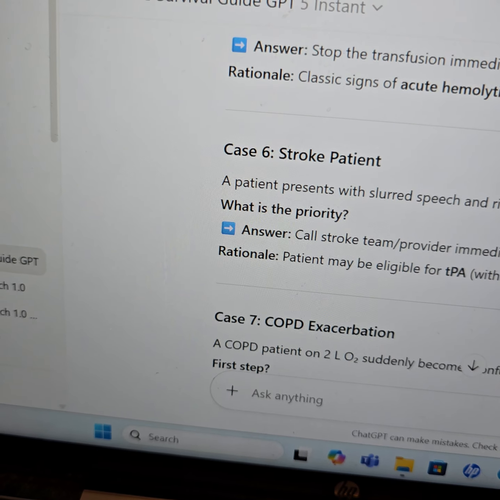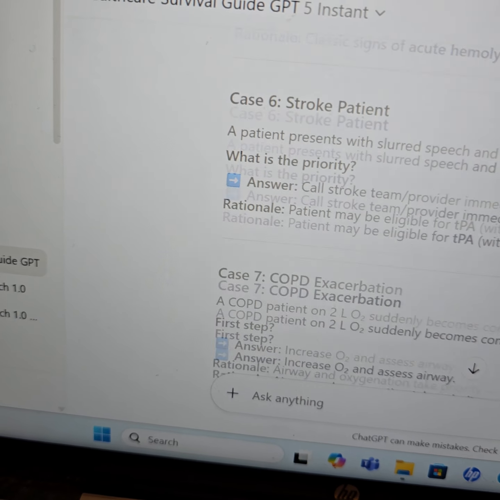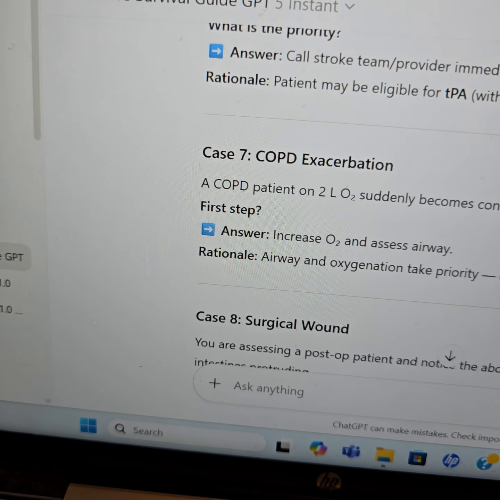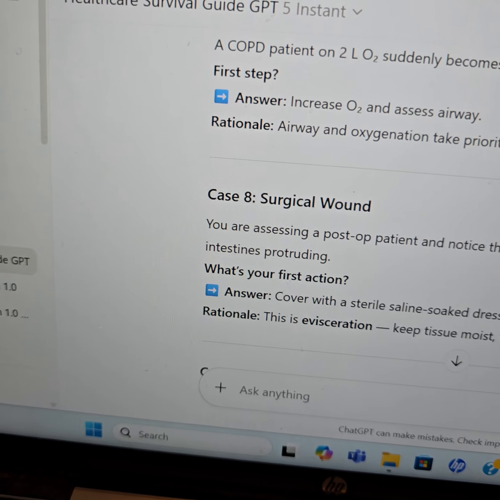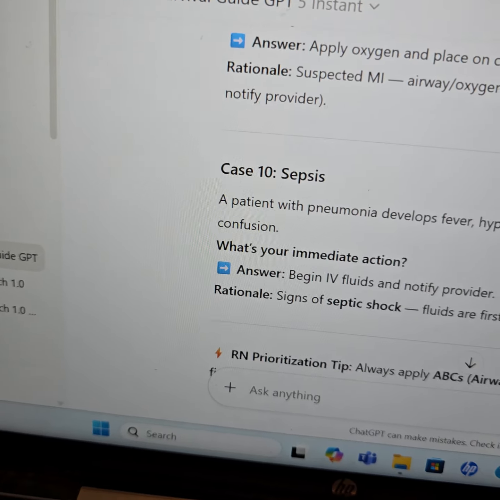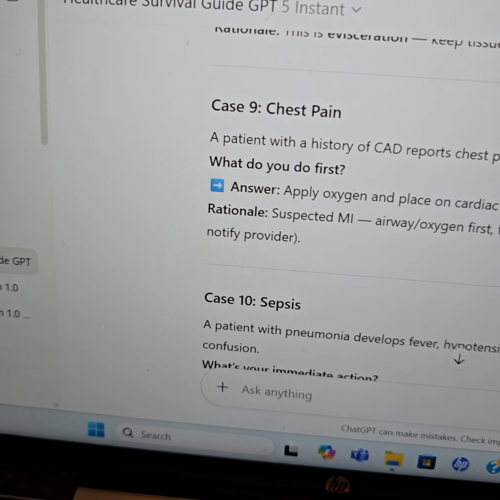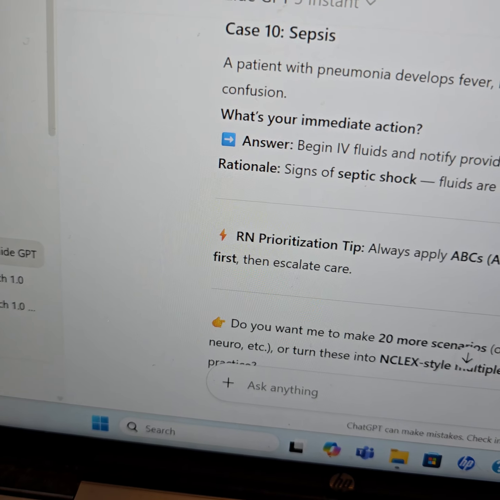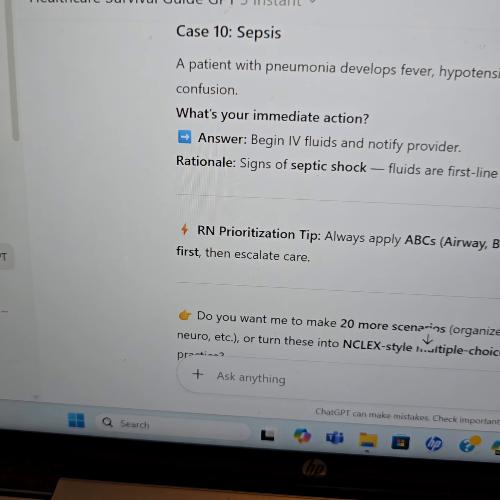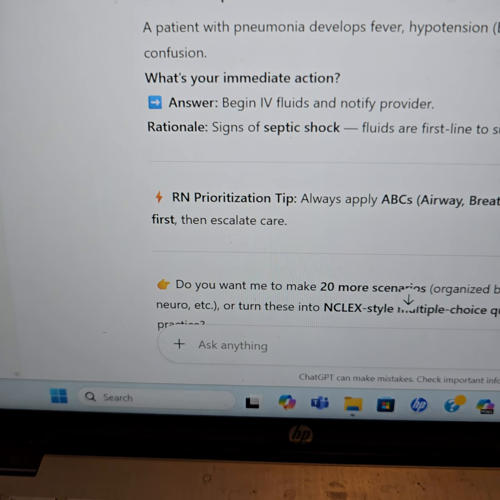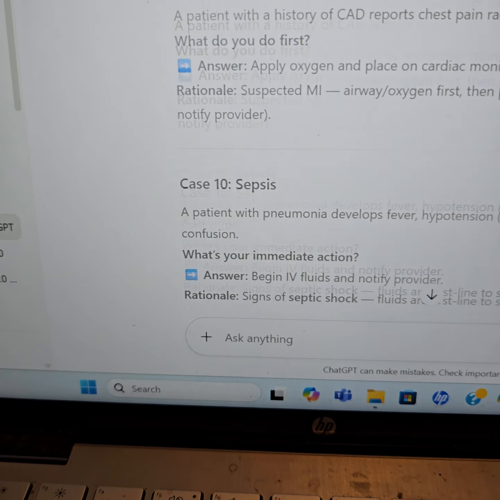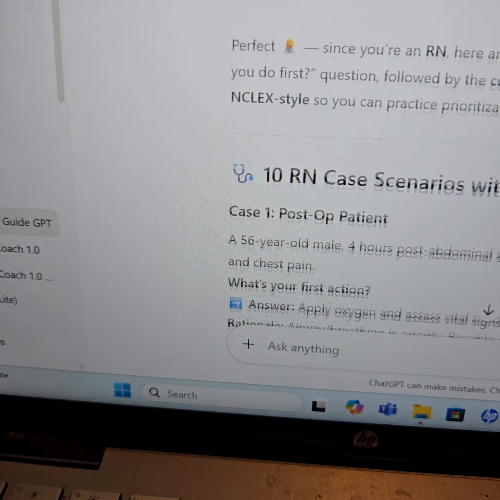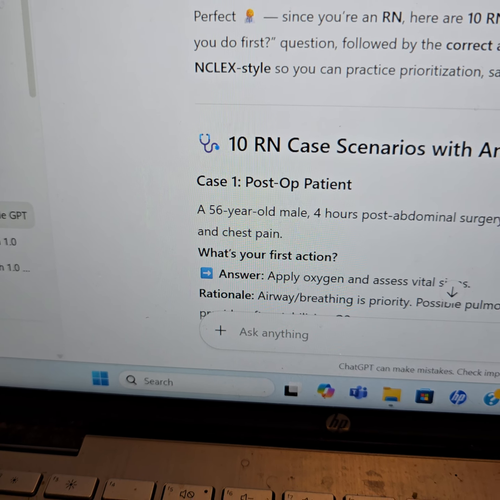Stroke patient, again, it could be anywhere. COPD, I feel like it could be ER, med surge, could be ICU. It depends. Surgical wound, it could be anywhere. Chest pain, cardiology, CV tele, possibly med surge. Sepsis could be ER, could be med surge, either way. But again, you guys get the gist of it. It's going to give you the case scenarios, and it's going to tell you based on your RN scope what your case scenarios are.